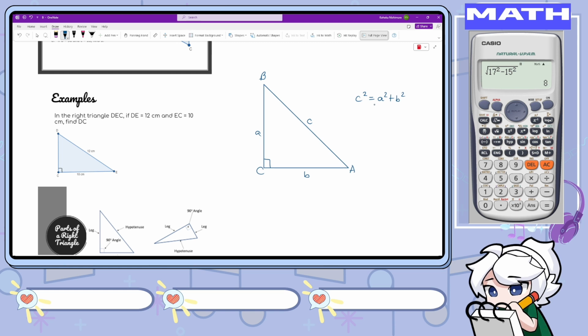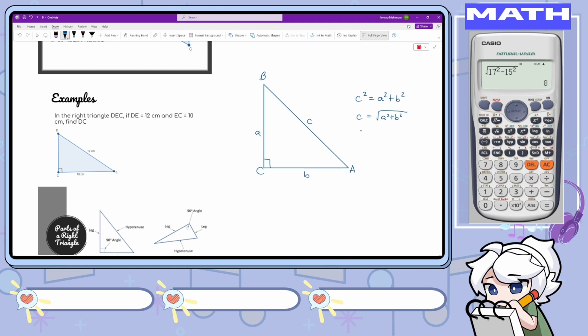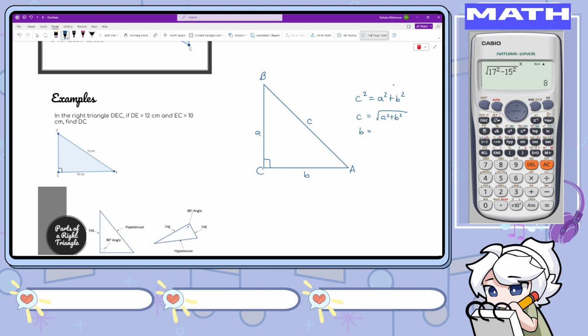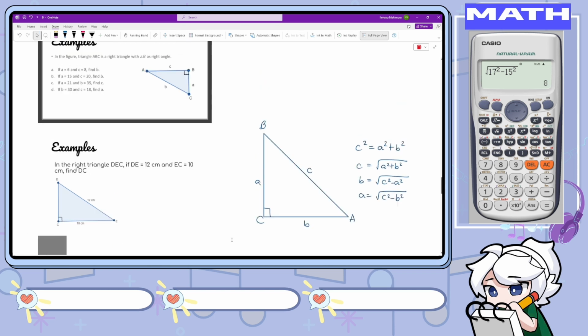So if you want to solve for C, you just need to get the square root of A squared plus B squared. But let's say you want to solve for B. What you need to do here is just move A, right? So particularly you will have C squared minus A squared. And for A, you need to move B to isolate A and get the square root. So it's going to be the square root of C squared minus B squared. Simple as that, right?